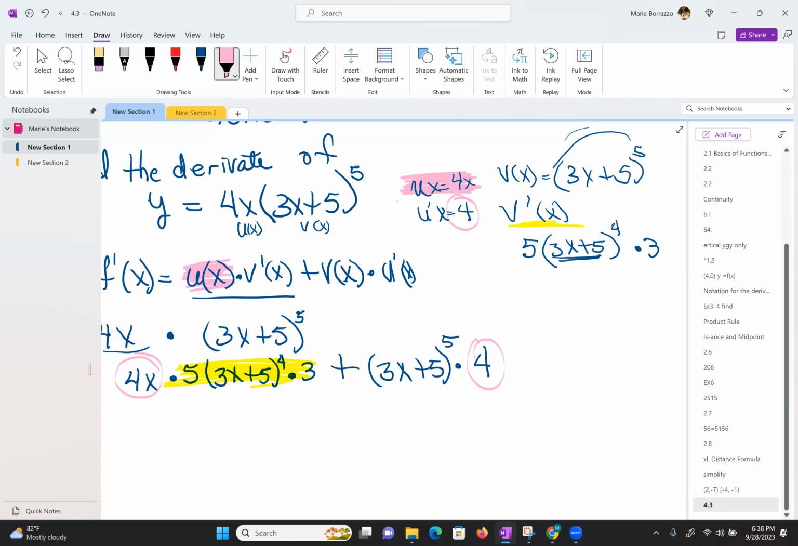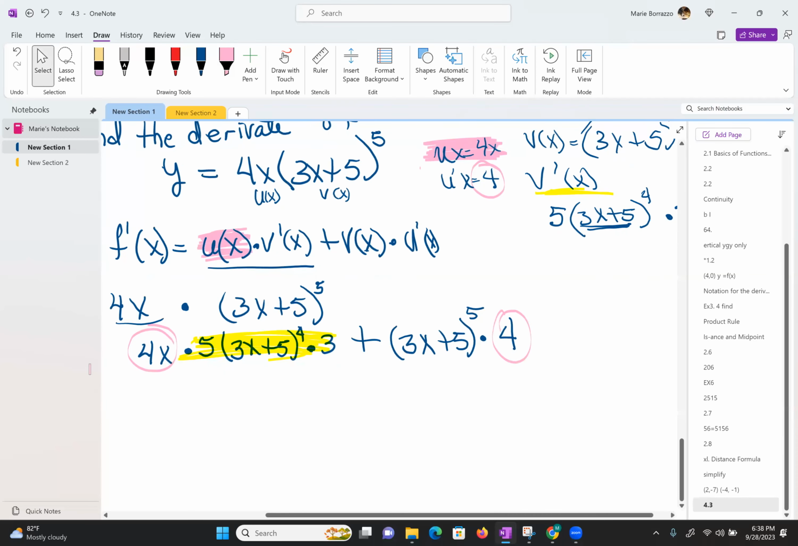Does it matter which letters you use? Is that a matter of significance? What do you mean, like the x, the variable? Yeah, like the u and the v. Is that like meaning something? I mean, you can call it anything as long as you're consistent.